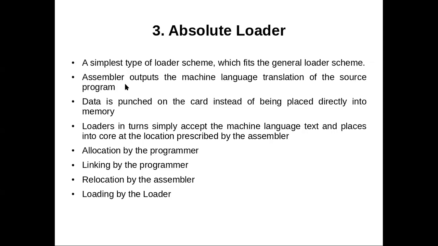So we have already seen how the general loading scheme works. We have the source program. We give the source program as the input to the assembler. The assembler will output the machine language translation of the source program. And what is the output of the assembler? It will not be directly stored into the memory. Instead, it will be punched on cards. This coded information is called the object deck or object program. Once the object program is ready, whenever we want to execute it, only at that time will the loader load the corresponding object program into the memory.